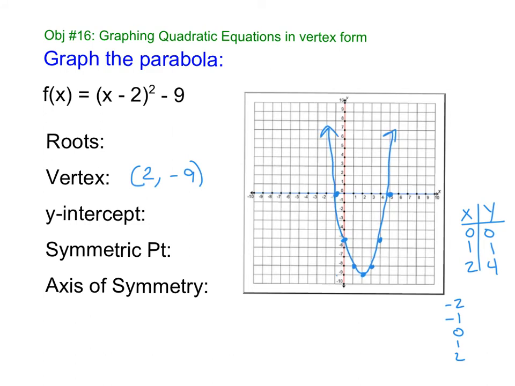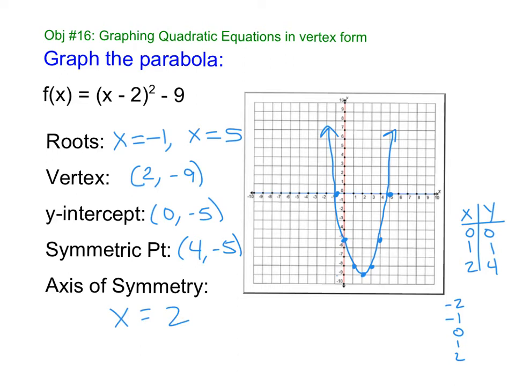So now I can look at this, and what are the roots? The roots are where it crosses the x-axis, so -1 and 5. What is the y-intercept? 0, -5. The symmetric point was 4, -5. I'm just looking at the picture. My axis of symmetry, x equals 2.